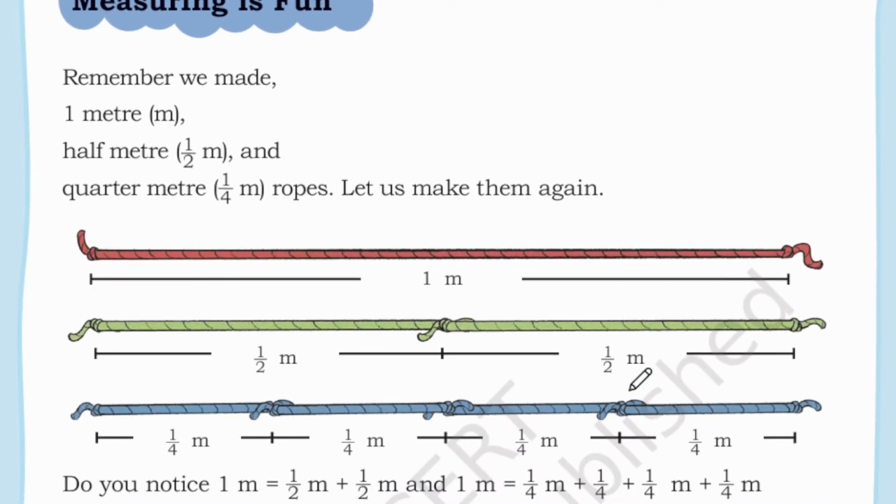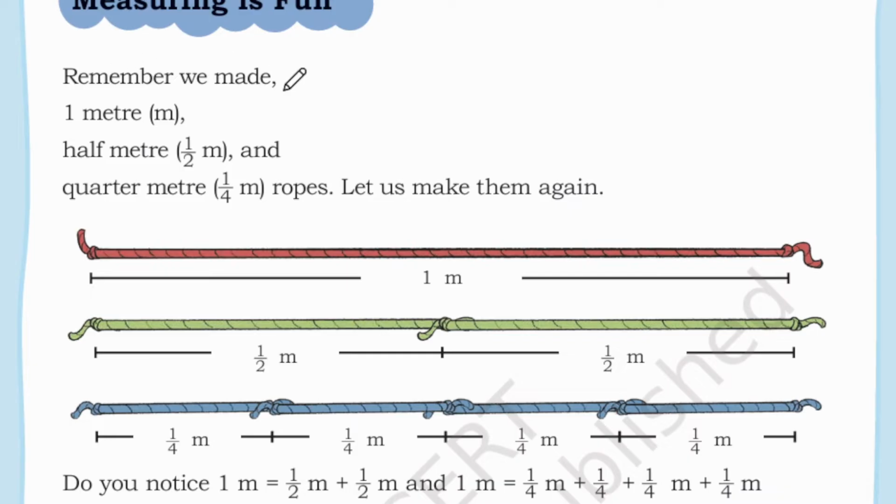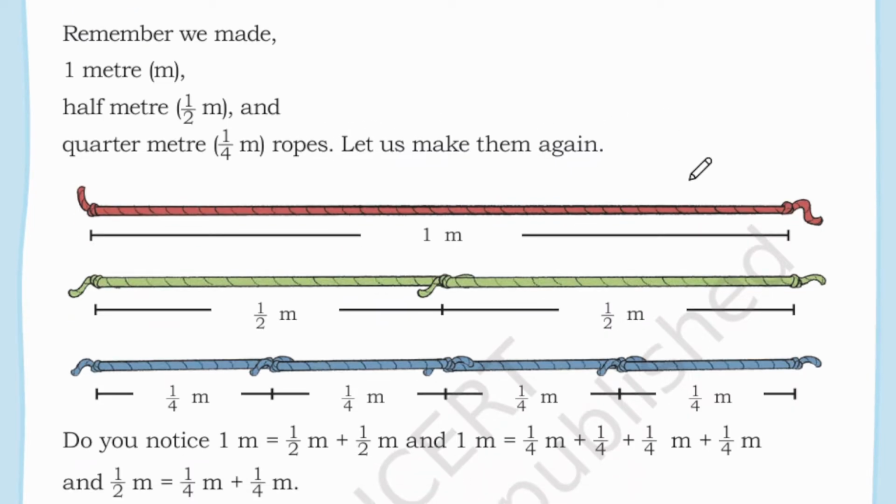Next, measuring is fun. Remember we made 1 meter, half meter, quarter meter ropes. Let us make them again. So we do remember in class 3 we made all these measuring things, correct? Like 1 meter and half meter and quarter meter using ropes. So we are going to do that again here.